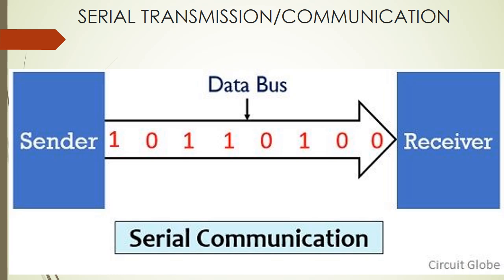So the first data that the receiver will receive is the first 0, followed by the second 0, followed by 1, followed by 0, followed by 1 1, followed by 0, followed by 1. That's how serial transmission or serial communication data is sent from sender to receiver.